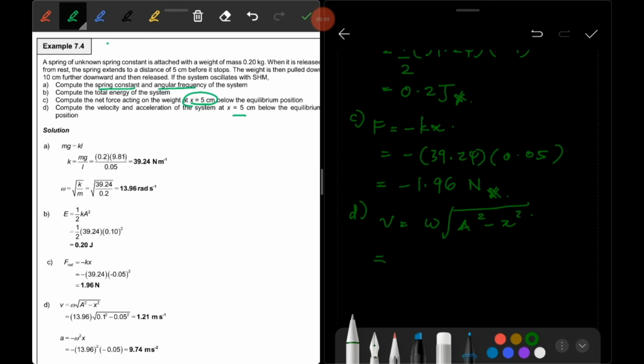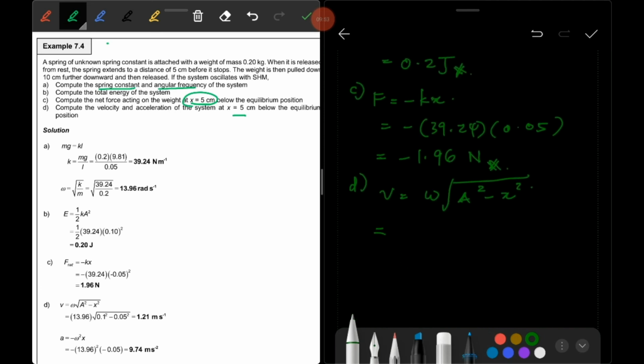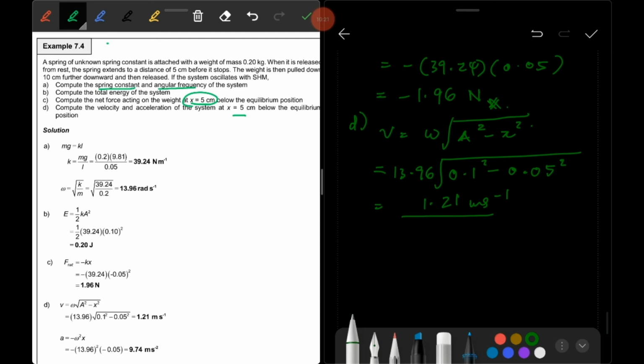Omega here is equal to 13.96, then A is equal to 0.1, which is 10 cm, squared, minus 0.05 squared. So here you will get the velocity. Try to calculate the velocity. When you calculate, you will get 1.21 meter per second. This is how you calculate the velocity at a certain point.